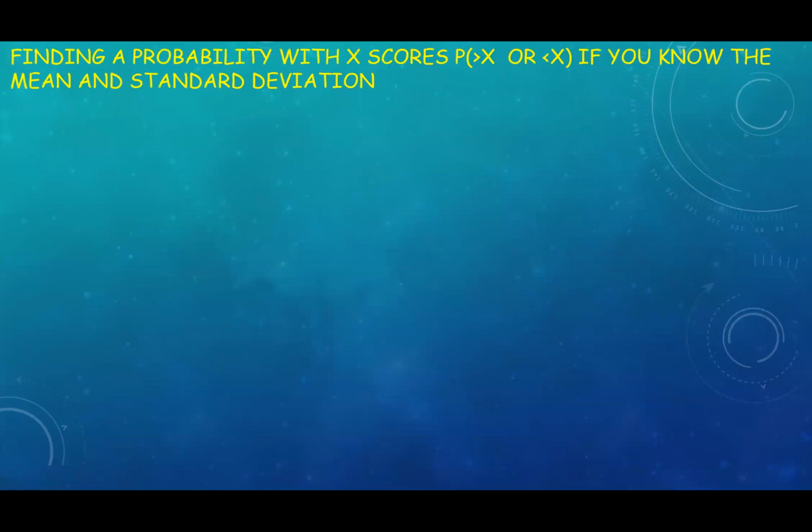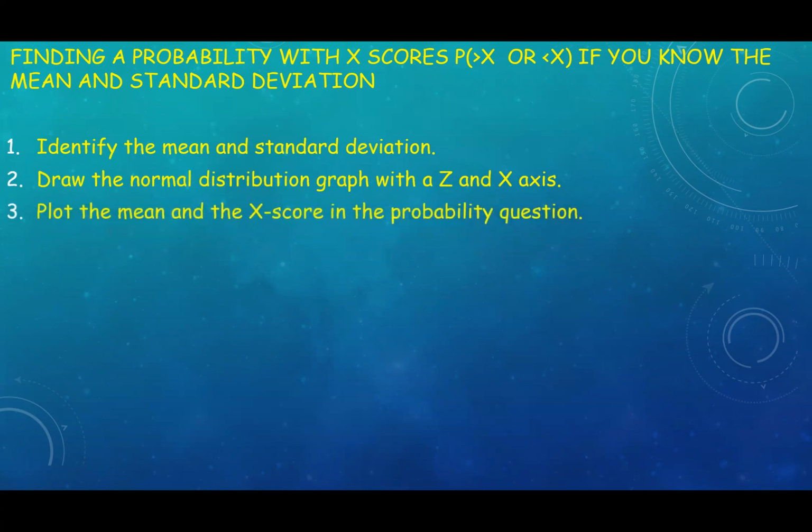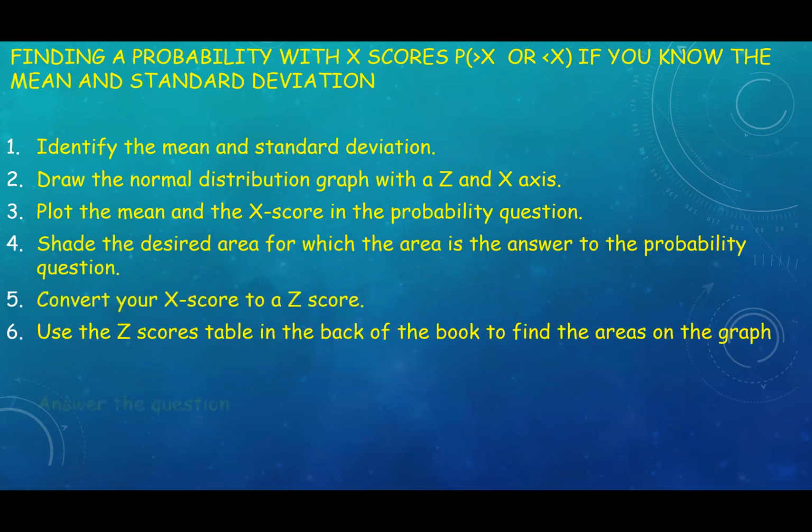So finding a probability with x scores, like greater than x or less than x, if you know the mean and standard deviation, there's a step-by-step procedure. Number one, identify the mean and standard deviation. Number two, draw the normal distribution graph with the x and z axes. Plot the mean and the x score in the probability question. So in the question that we were given, shade the desired area for which the area is the answer to the probability question. Convert your x score to a z score.